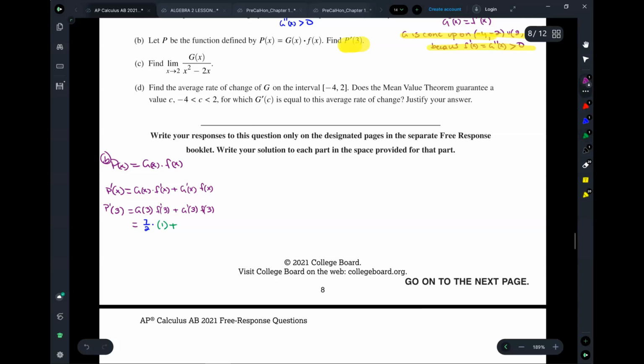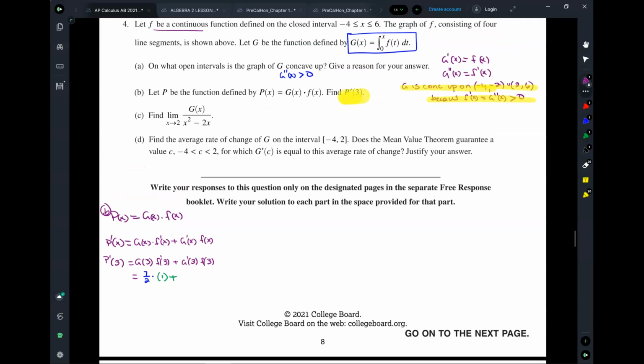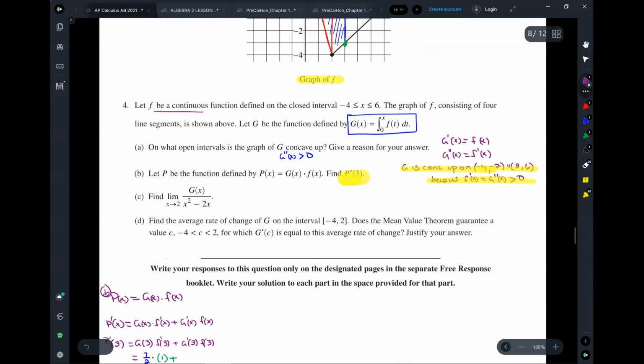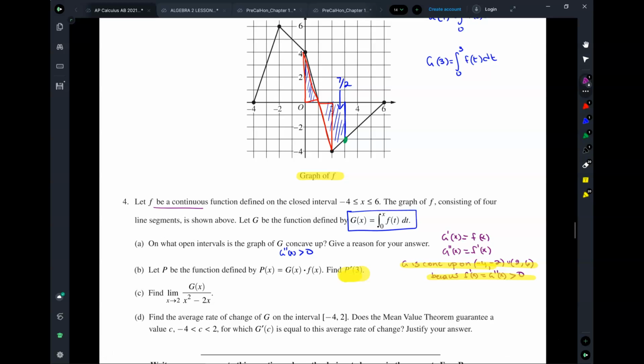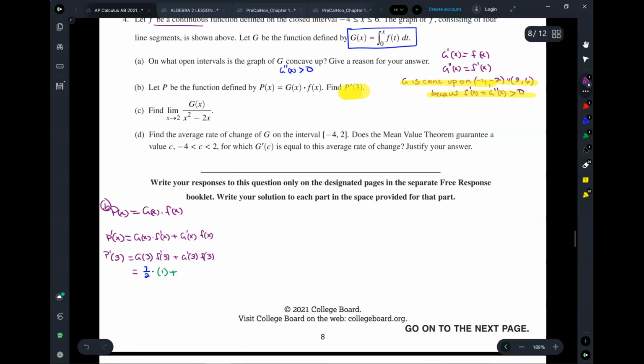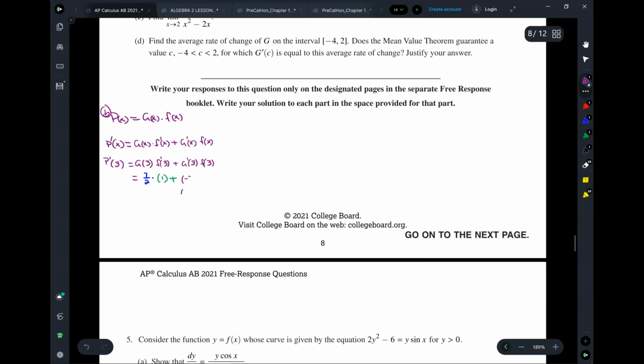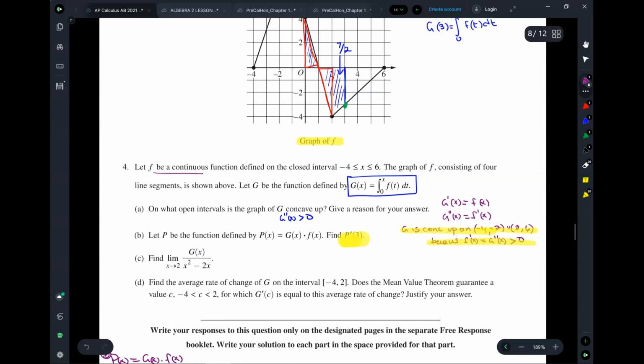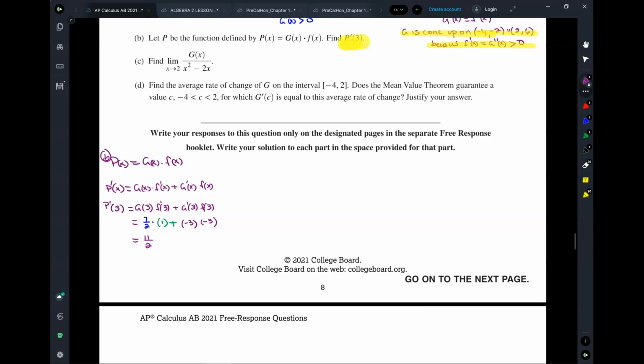Plus, what was g prime of 3? You have to go here to your little flashcard. g prime is f, so that's the same as f of 3. f of 3 is how much? Negative 3. And then f of 3 again, negative 3. So altogether, that's 11 over 2. You see, not a calculator in sight for these. That's just the area of that blue trapezoid over here: half b1 plus b2 times height.